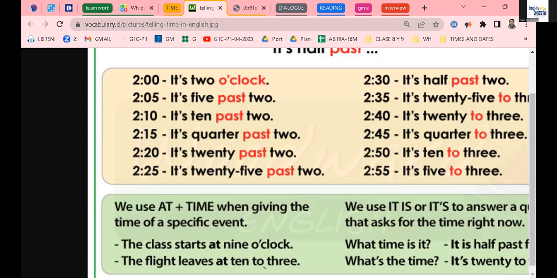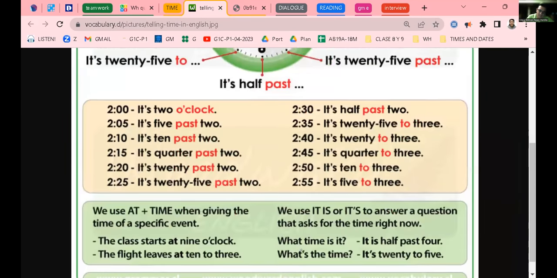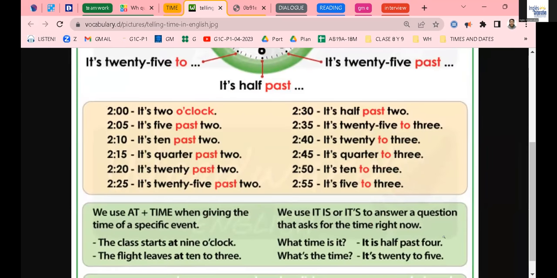Quiere decir a las, ¿qué horas? 2:50, what time is that? A las 2:50. Muy bien, eso es lo que quiero que ustedes hagan, ¿verdad? Okay. La manejen bien las horas.